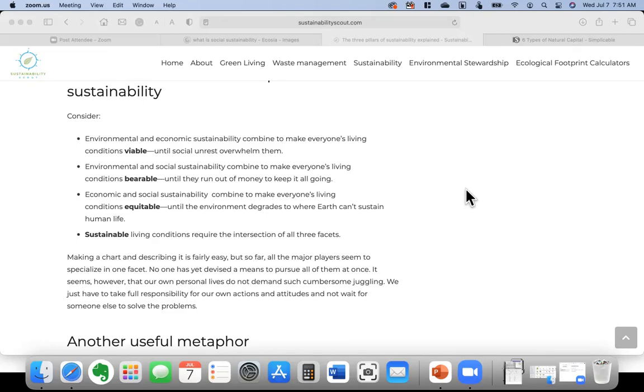Now, environmental and social sustainability work together to make everyone's living conditions bearable. Okay, so we have viable, which actually means we have the goods that we need to live, right? Bearable means that people can have a decent standard of living. It's bearable. We can get by. We have our basic needs met. Now, until we run out of money.